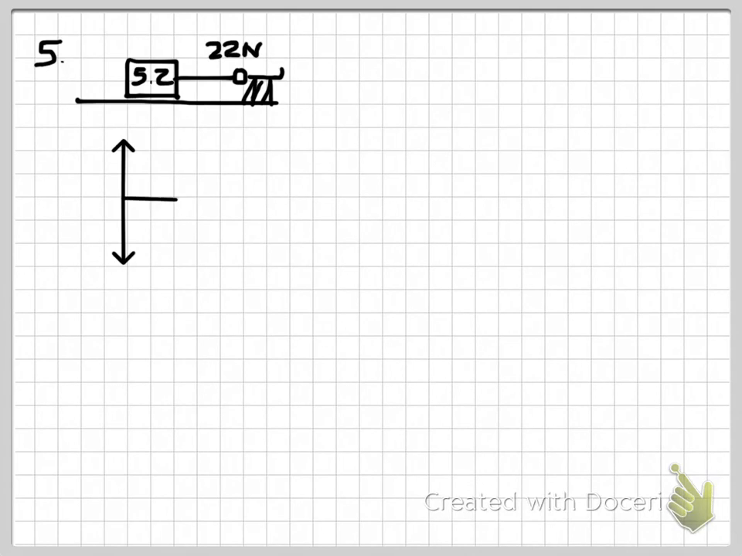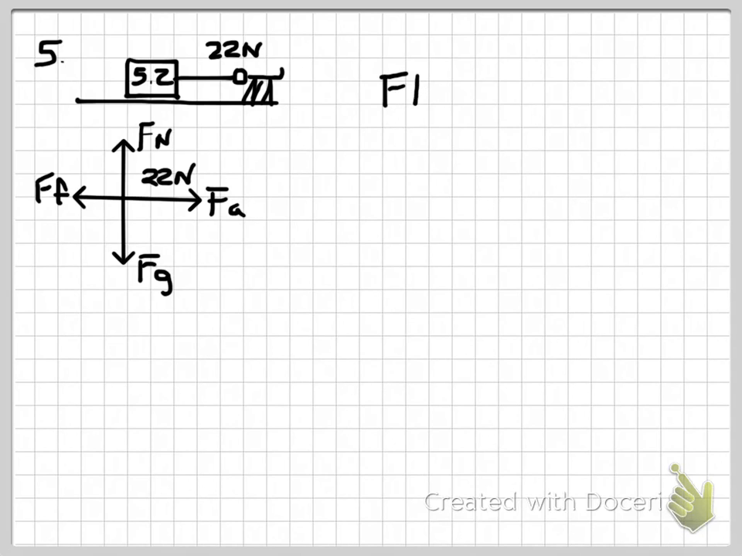Number 5. Got a dog named Bim. He's trying to pull a box that has a mass of 5.2 kilograms. He's applying 22 newtons of force. So drawing our force diagram, free body diagram here, we have the force normal, your force of gravity, your applied force, and your frictional forces. They're asking us to find the force of kinetic friction and the force of static friction.